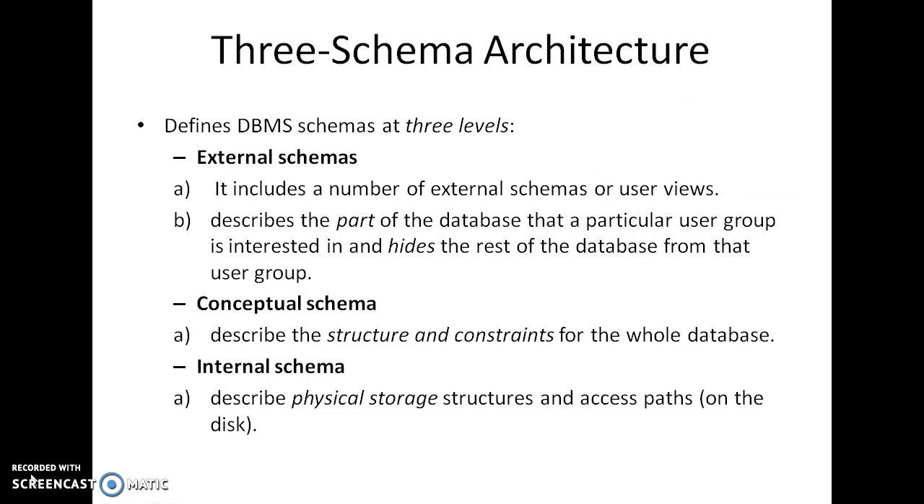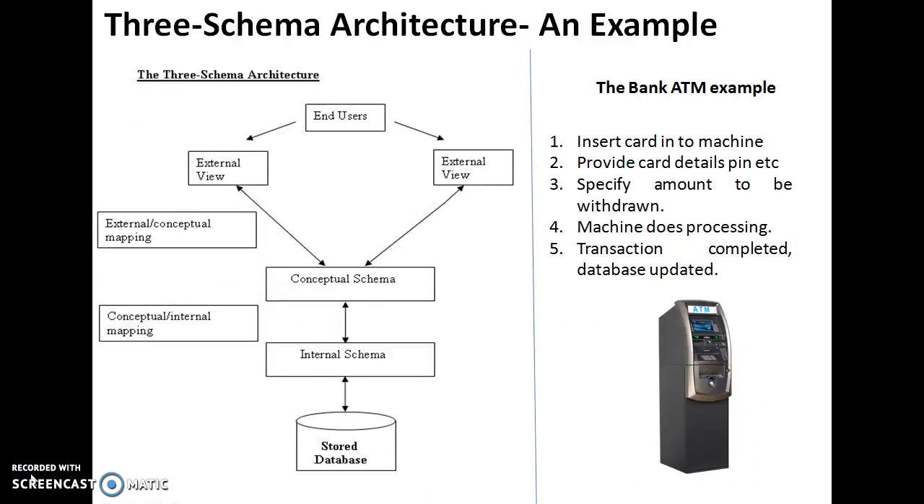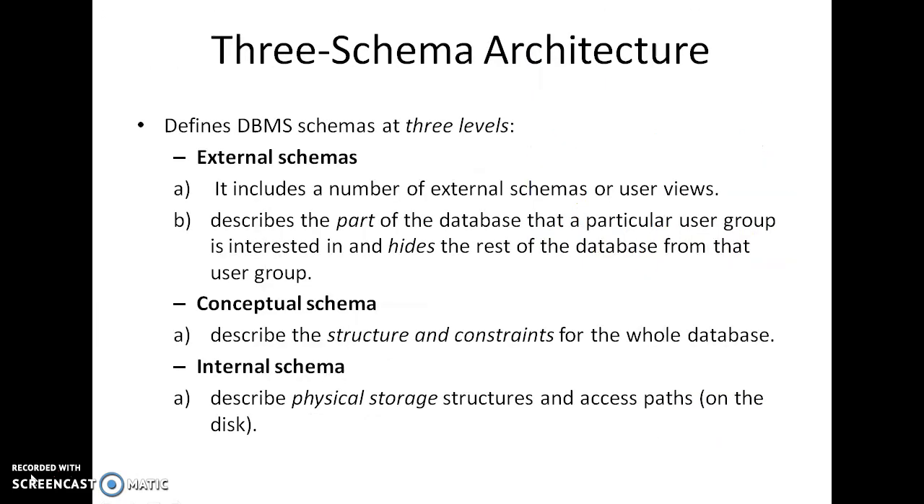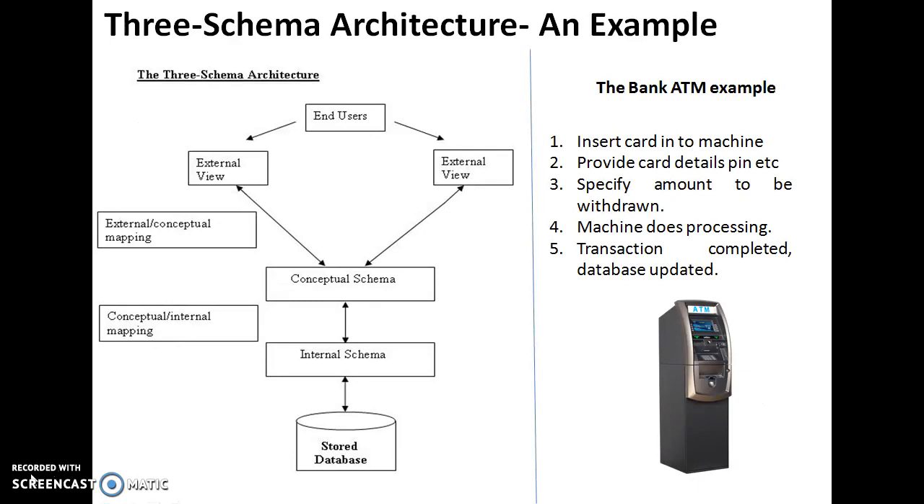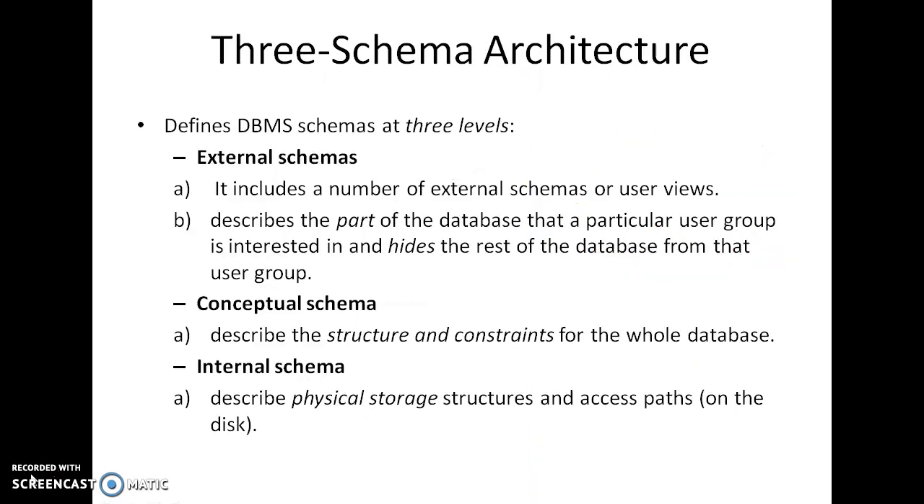So here we can see the details of the three levels. As we can see here, the first level is external or view level. It says that it includes a number of external schemas or user views. Like in the bank example, we have so many ATM machines in a single city. So at the same point of time, the same single database is being accessed by different users at different machines. So this is the external or view level.